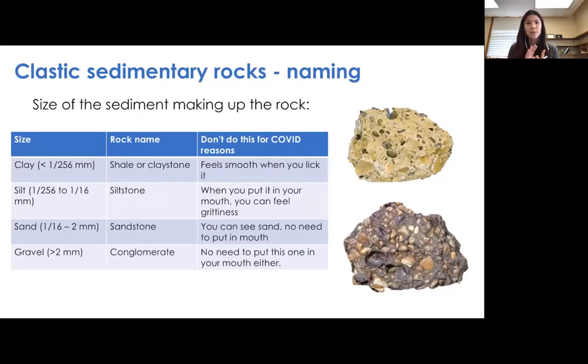Unlike sandstones through shales, where they tend to be made of mostly one or two minerals, conglomerates can be made of bits of other rocks, which we call lithics. And you can kind of see that in this image here. All of these individual rocks have a wide variety of colors and textures that represent the original parent rock.